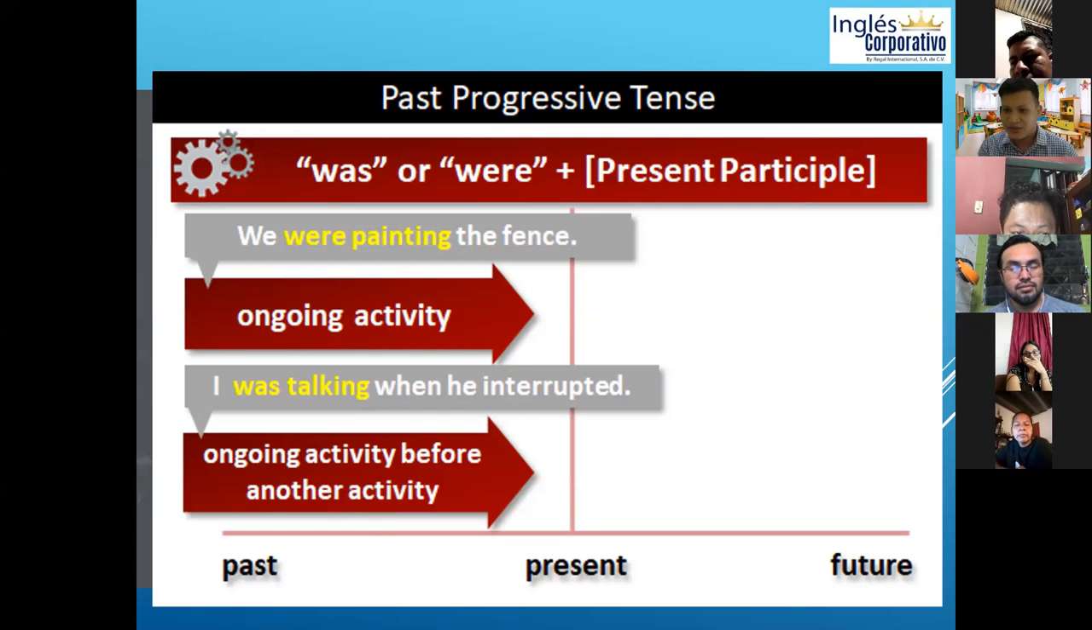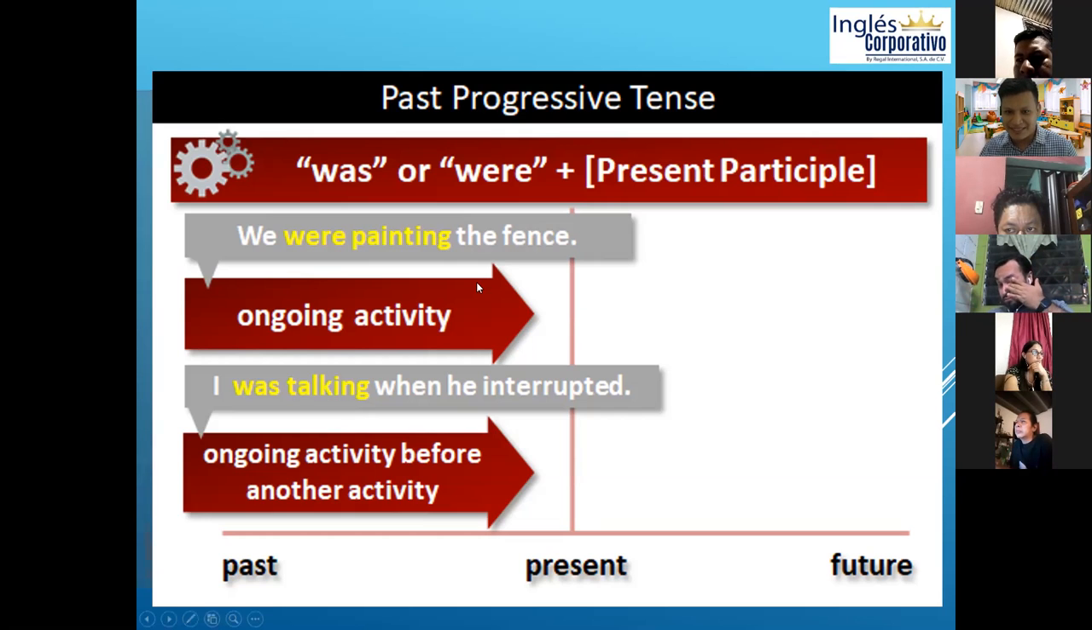Okay. I would like to ask you this, guys, because I really need that you understand this progressive. Si completen este tiempo progresivo, no nos vamos a confundir con lo que viene. Everything is clear? Or do you have a question about this? The past progressive tense, only read was or were, plus present participle. Es como la fórmula, plus, para poder escribirlo.